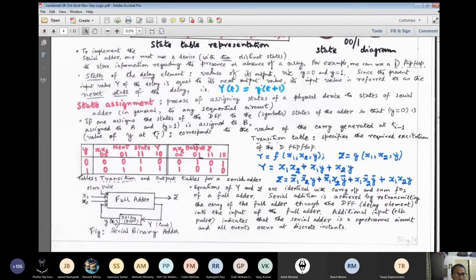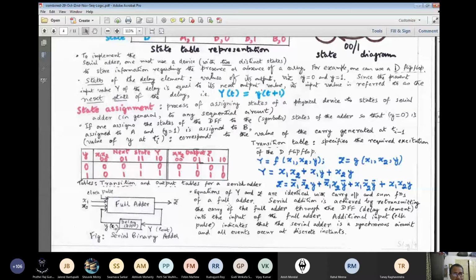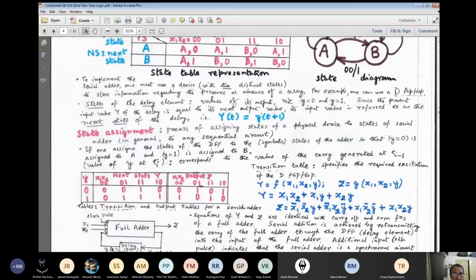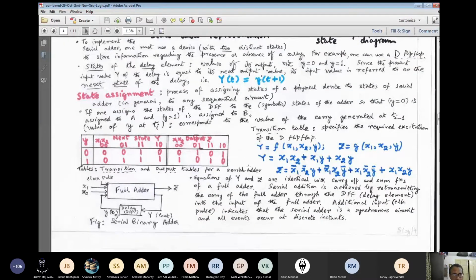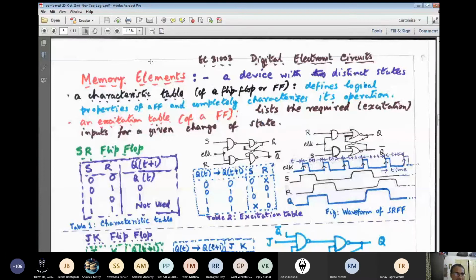Okay, that means state assignment means the process of assigning the states of a physical device, that means memory elements, to the states of the serial adder. So what kind of different memory elements do we have to deal with? Memory elements will be our first topic of discussion. That is, what is a memory element? It is a device with two distinct states.